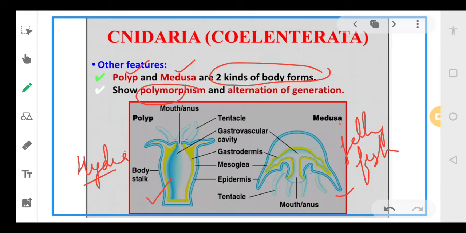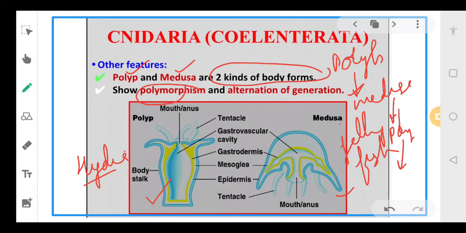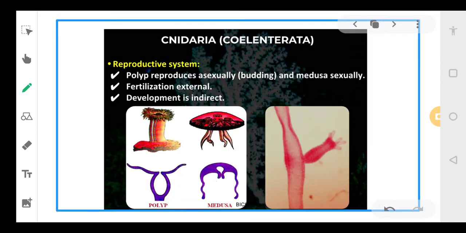Secondly, they exhibit a very interesting phenomenon which is called alternation of generation. Alternation of generation means polyp will produce medusa. If there is polyp, it will form the medusa, and if medusa is present, medusa will form the polyp. Then again polyp will form medusa, medusa will form the polyp. So this is called alternation of generations. Polyp produces medusa, medusa produces polyp. Okay, I hope this much is clear, everyone.